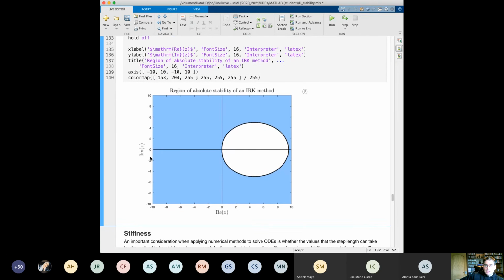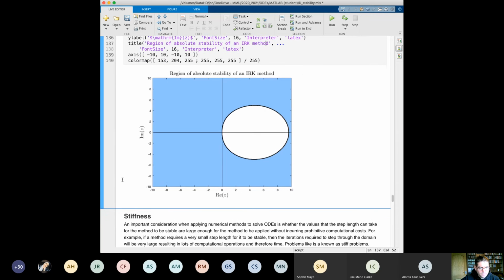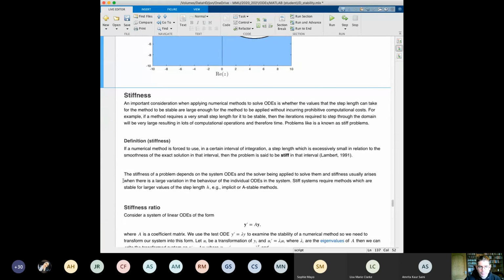Okay, so that's stability functions for implicit methods and explicit methods, and also how to plot the region of absolute stability and the idea of A-stability. There are a couple of questions in the coursework assessment which you can now answer.